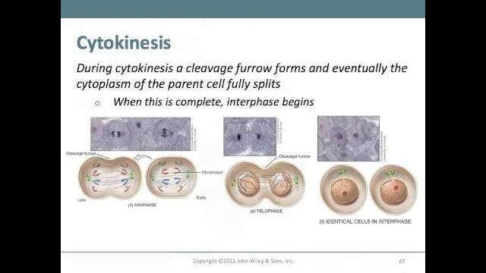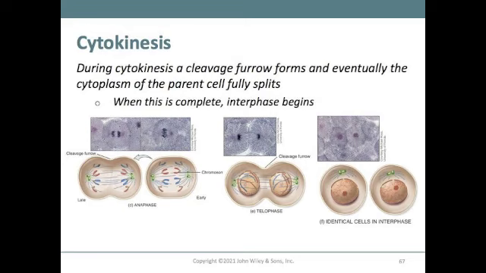And that brings us to cytokinesis. The division of a cell's cytoplasm and organelles into two identical cells is called cytokinesis. This process usually begins in late anaphase with the formation of a cleavage furrow. This is a slight indentation of the plasma membrane and is completed after telophase.